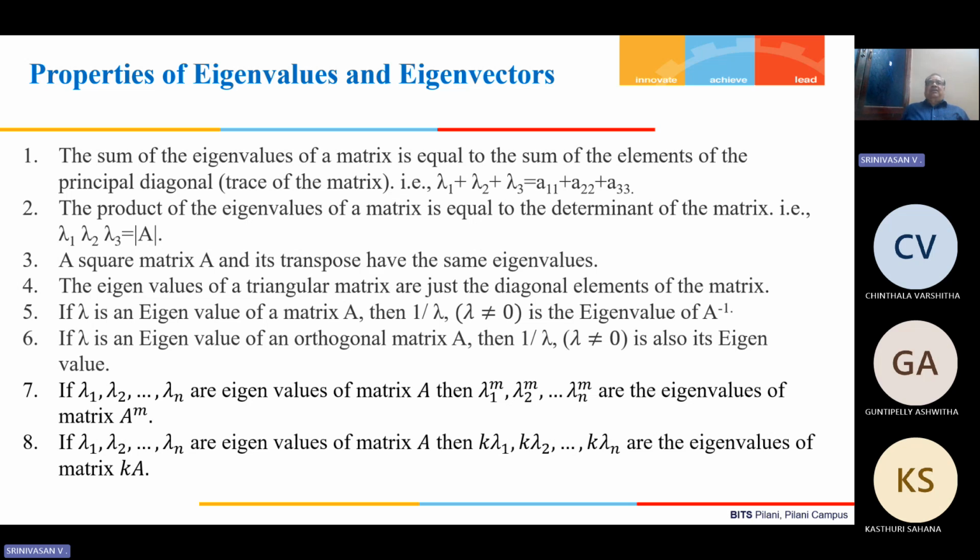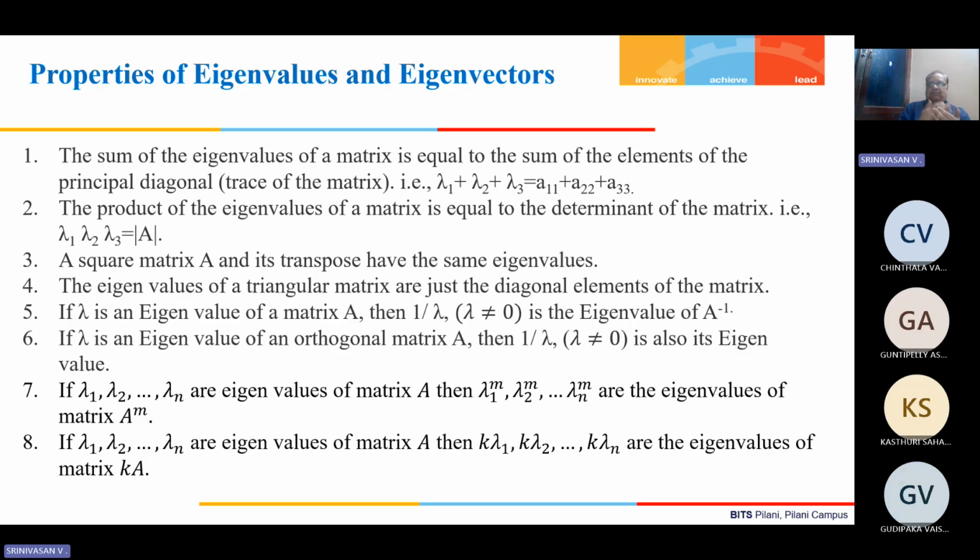Then, a square matrix A and its transpose have the same eigenvalues. The eigenvalues of a triangular matrix are just the diagonal elements of the matrix. Whether it is an upper triangular matrix, a lower triangular matrix or a diagonal matrix. In a diagonal matrix, you have only diagonal elements and they are the eigenvalues. For lower triangular and upper triangular, you have other elements also. If it is upper triangular, you have elements above the principal diagonal; for lower triangular, you have them below. But anyway, the eigenvalues are nothing but those diagonal elements.